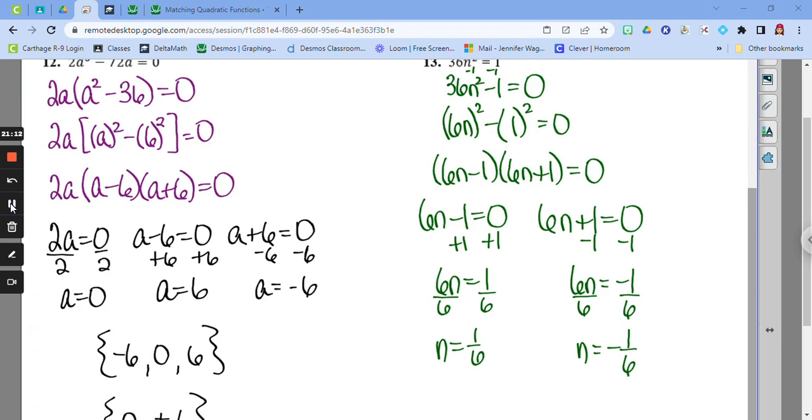So as I write my solution, I can either write them separate or I still have 2 answers there, but I can stack them because they're the exact same number. One positive, one negative. All right. So on 14 and 15, do those. And then we'll go to the homework.